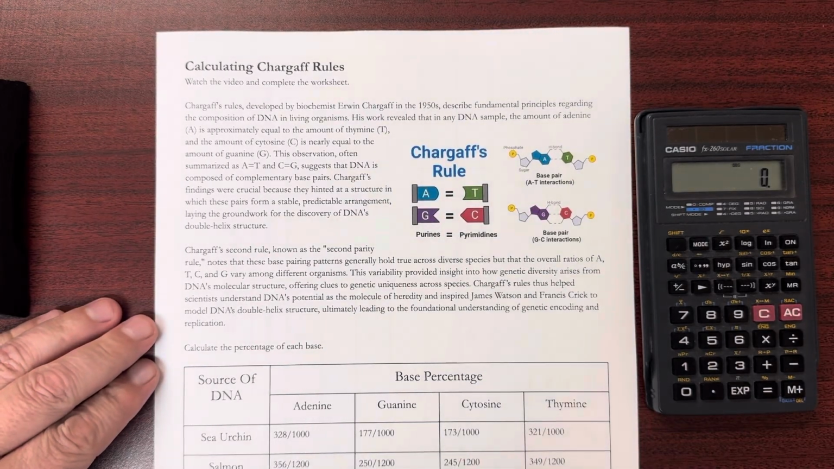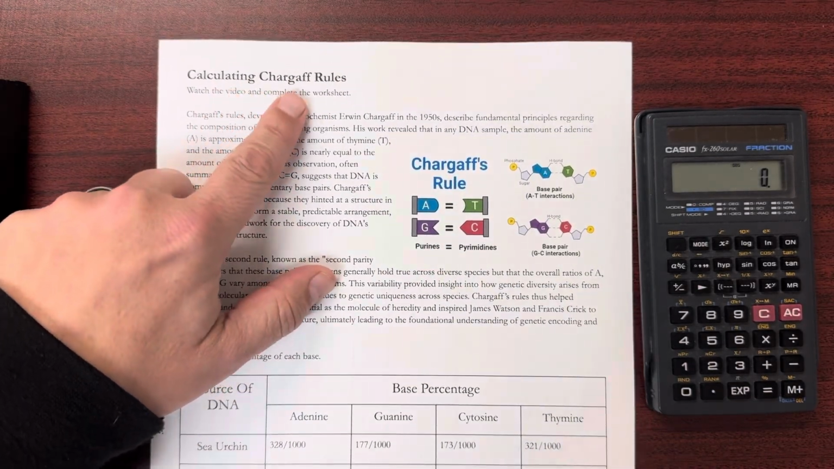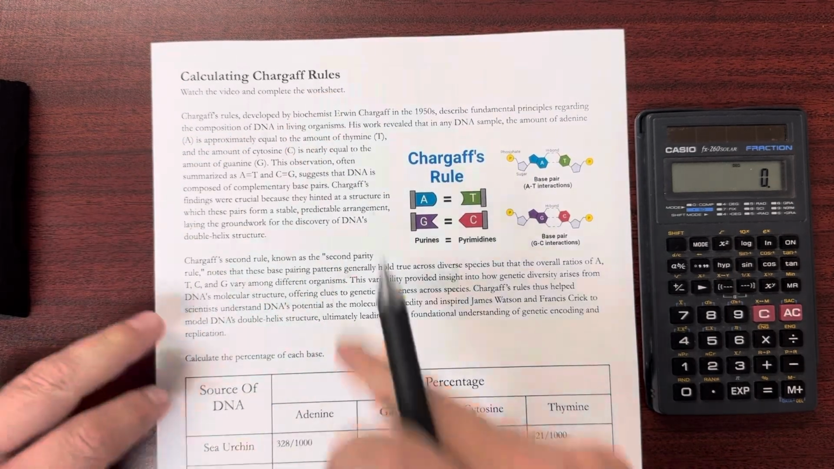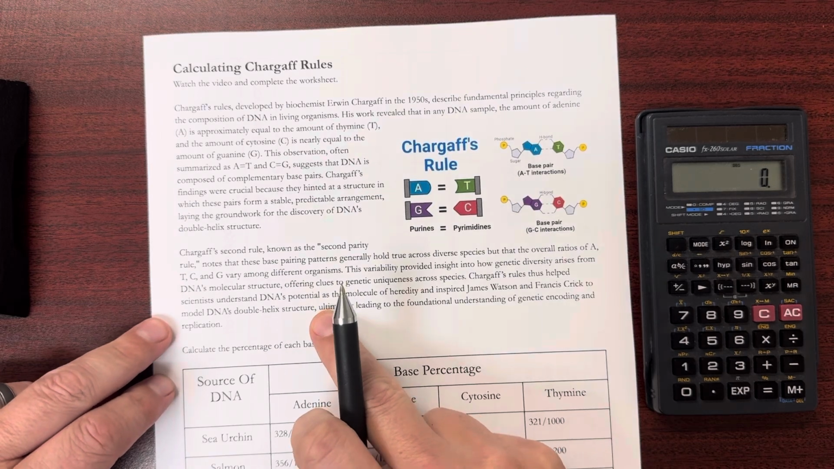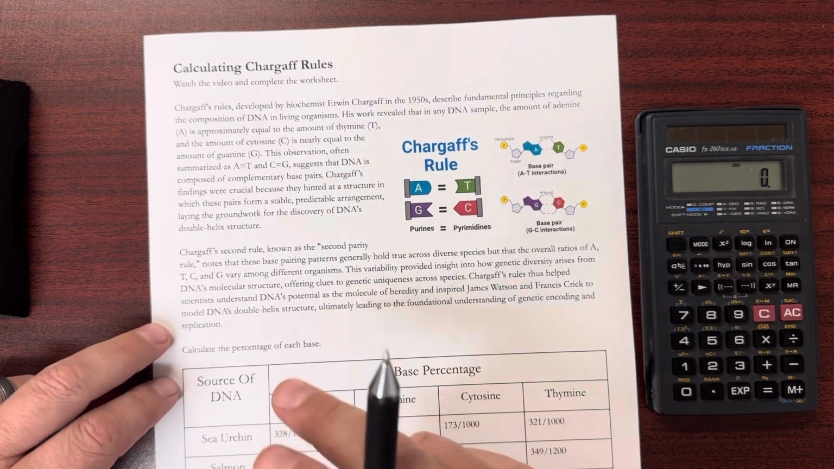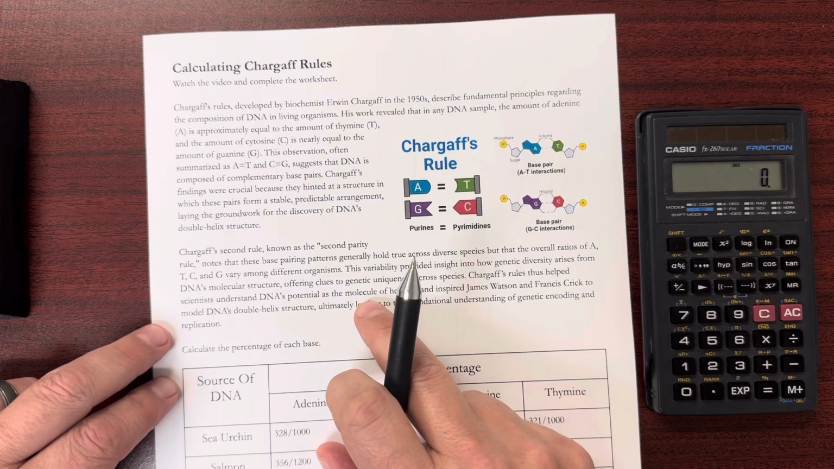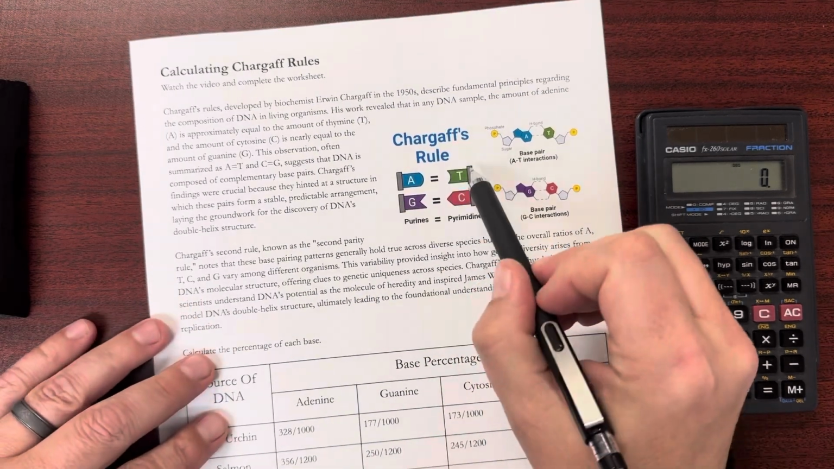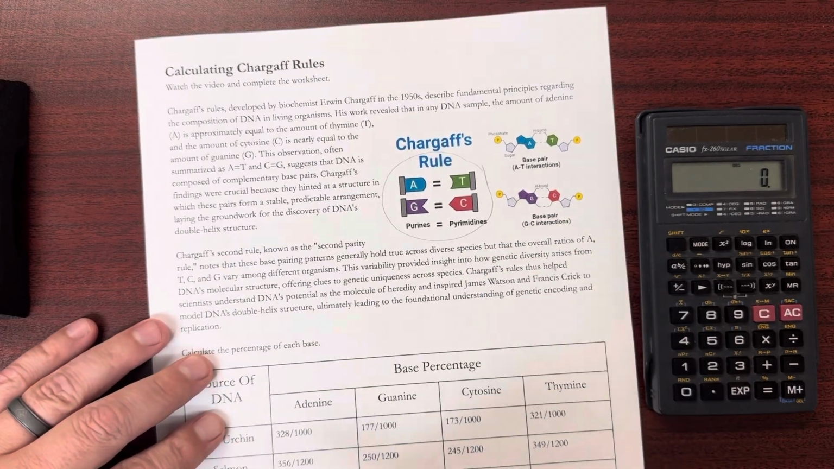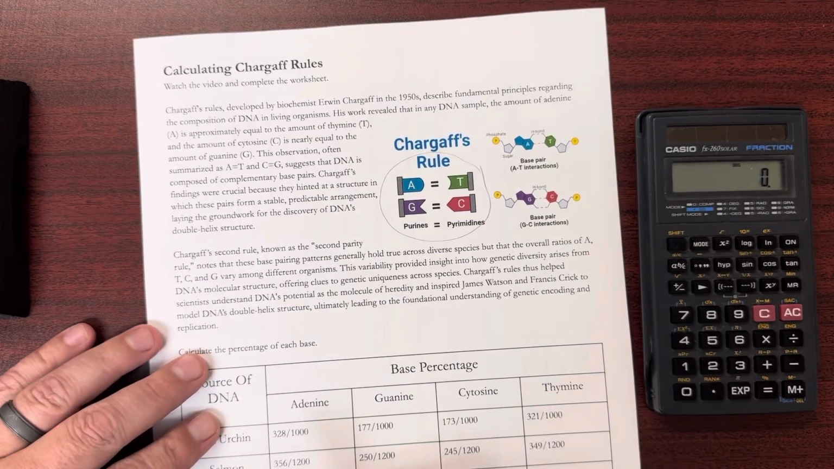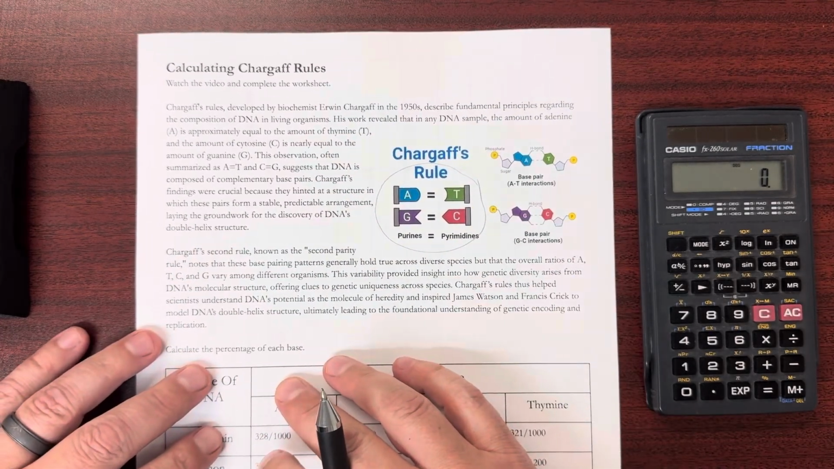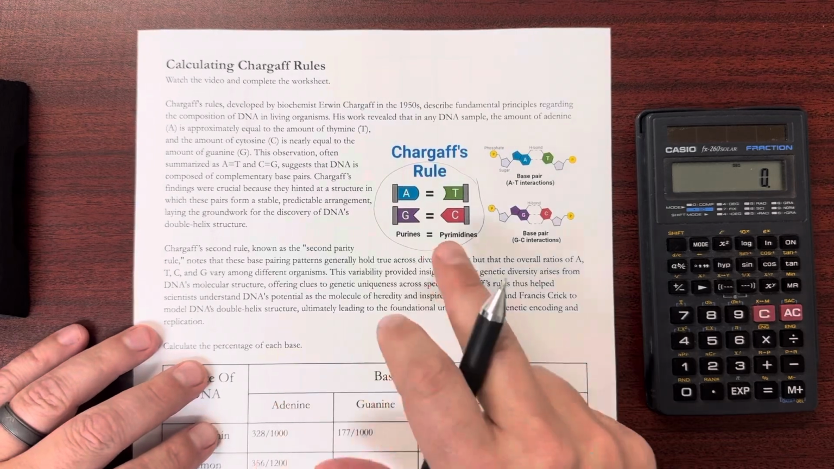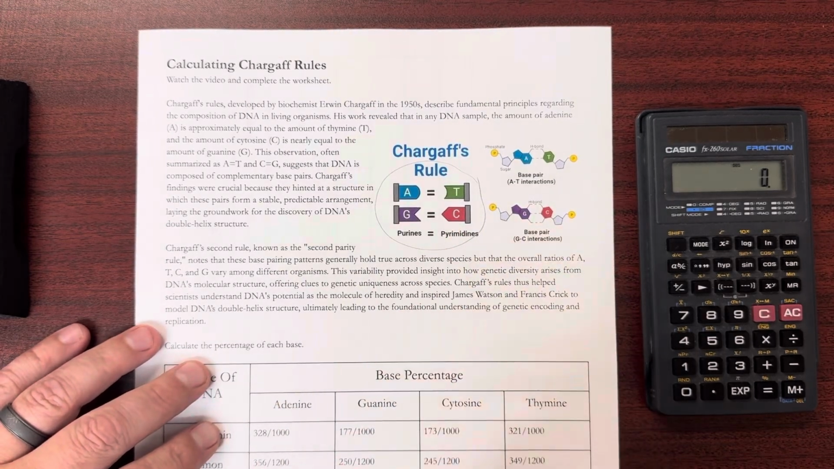Hello, today I'm going to go over calculating Chargaff's rules, and it talks about those here a little bit. What we're discussing is part of the DNA double helix. We're looking at the nitrogenous bases, or the 4 bases that we find in DNA and RNA, with one exception. The bases are our genetic code.